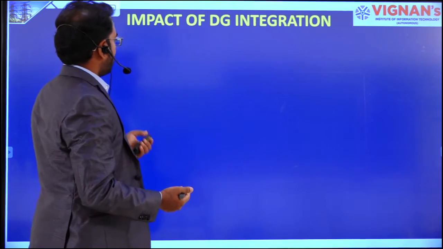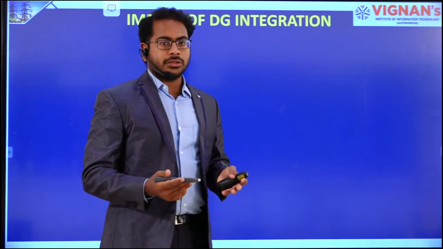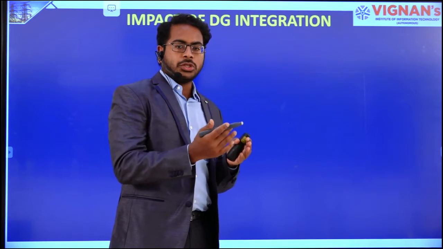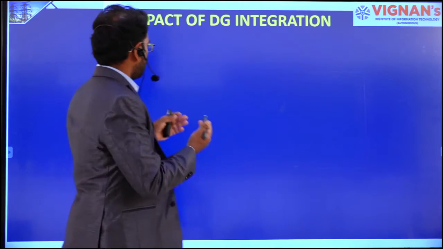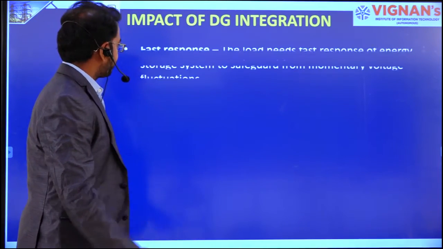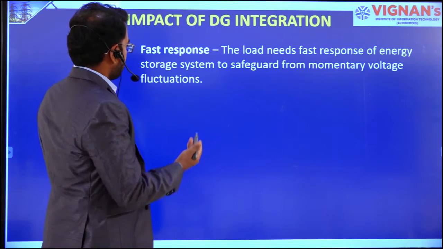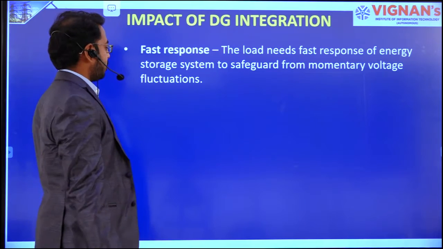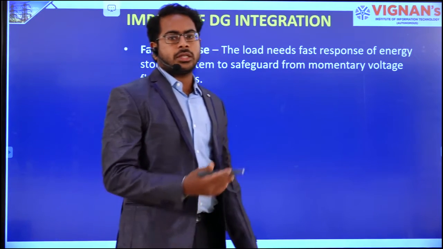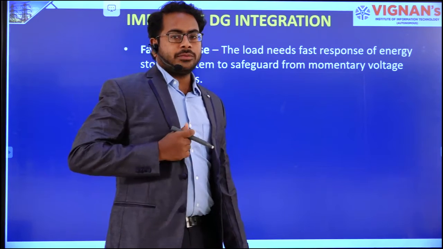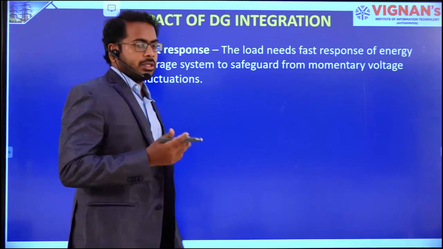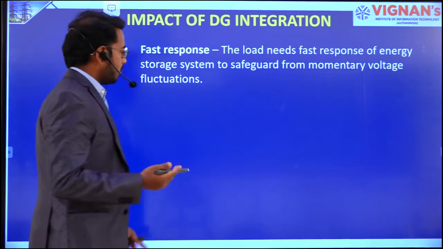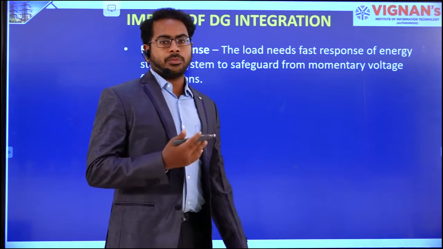Now we move to the impacts of DG integration. In the last unit we discussed what a DG is and the issues faced when connecting to the grid. Now a few impacts of DG integration. First is fast response. The load needs a fast response of the energy storage system to safeguard against momentary voltage fluctuations. The user always needs quality power, unfluctuated power. So on the load side we need the fast response of the energy storage system, and we don't need any voltage fluctuations. That means we have to get pure power.